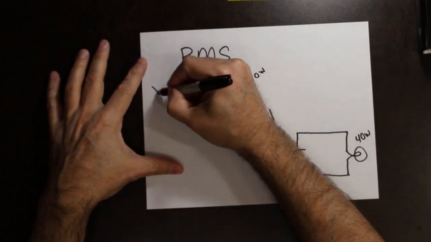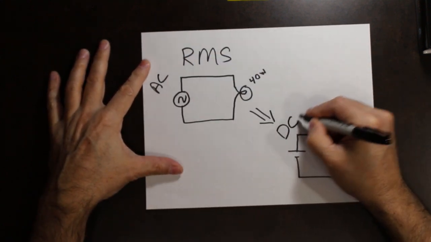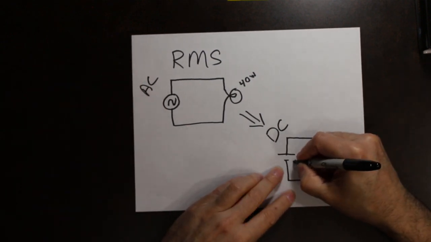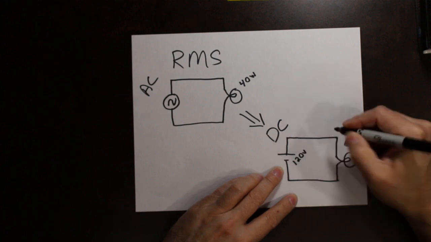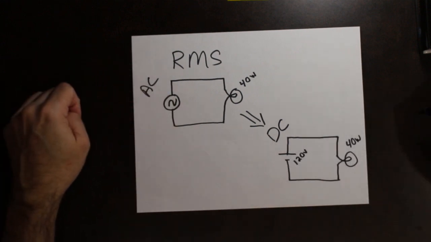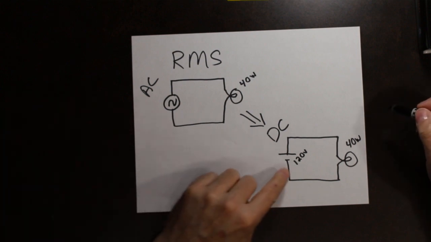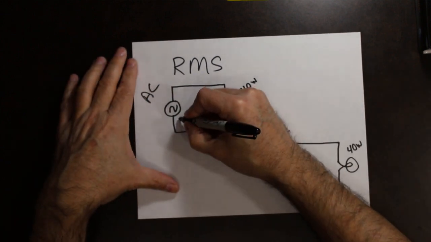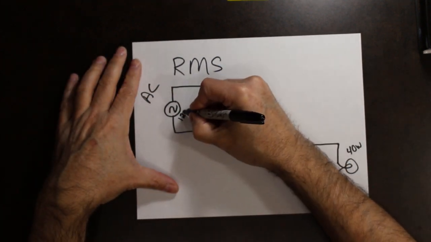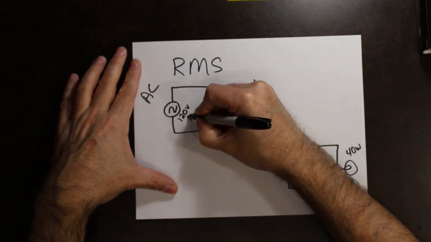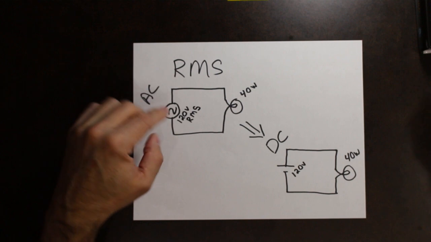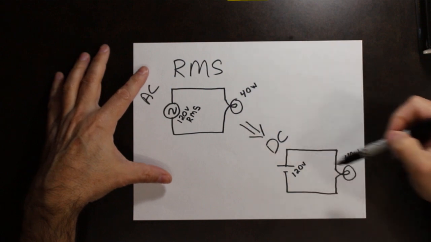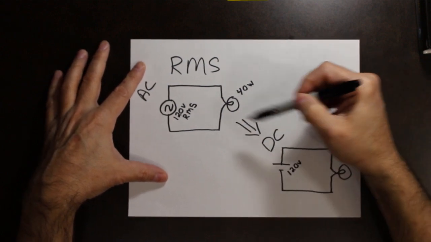Okay, so going from AC into DC. How do I do it? Well, let's say that this light bulb has a 120 volt power supply. What I need to do to get the same brilliance is I need to have a voltage here of 120 volts of RMS. So RMS is the equal power point. So it puts the same power on both light bulbs, DC to AC.